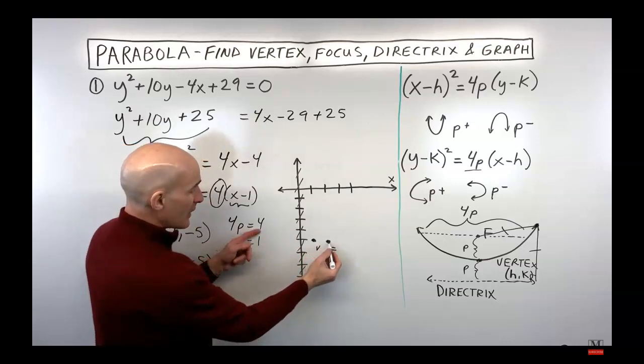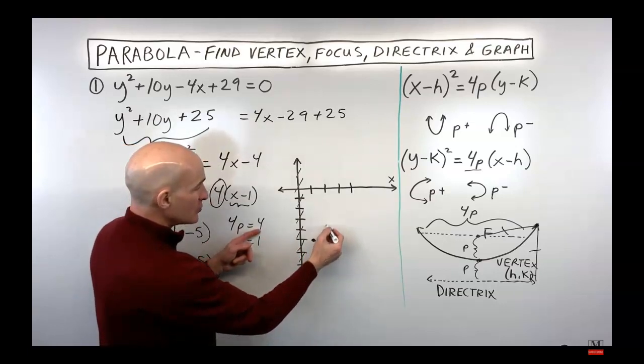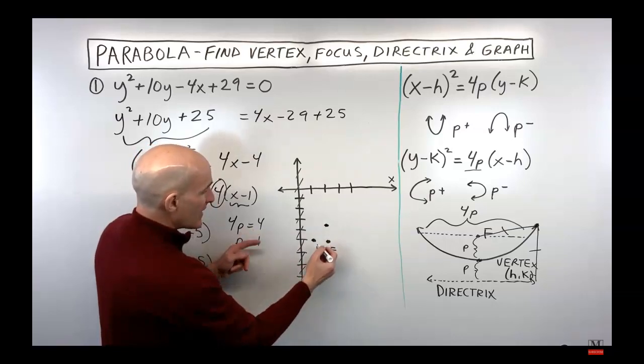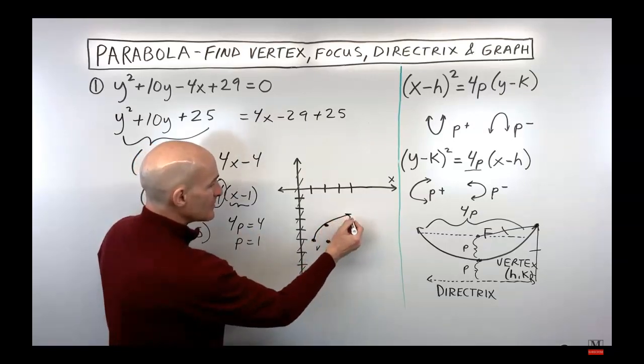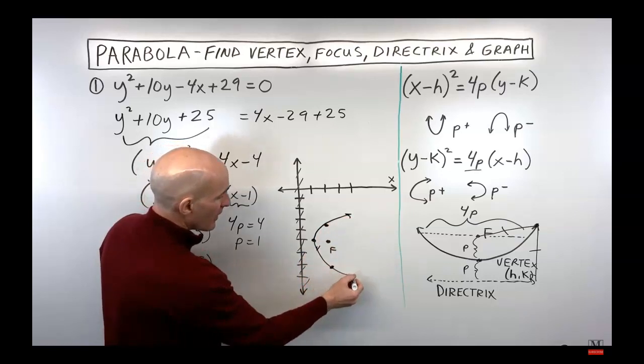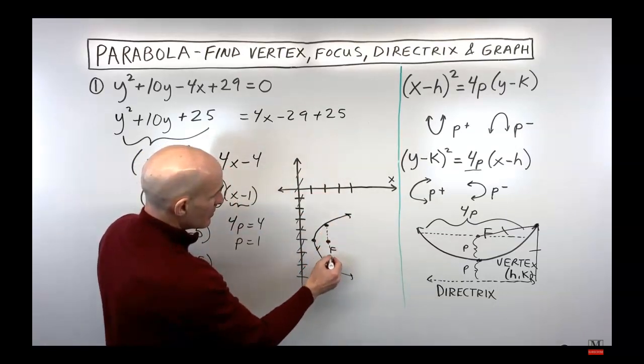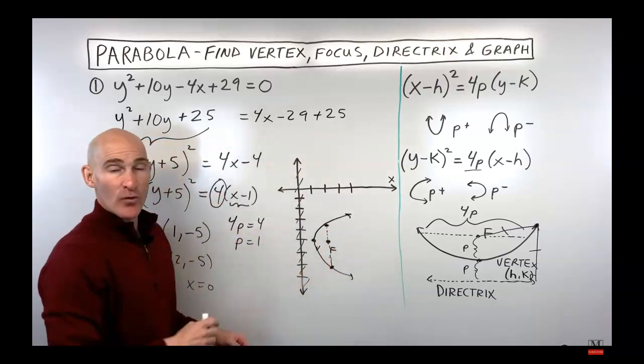So what I'm going to do is cut that 4 in half. I'm going to go up 2 and go down 2. And that's just a way of getting a couple of easy points to locate on your parabola. Of course, you can see it's getting wider. But this distance right here is 4p.